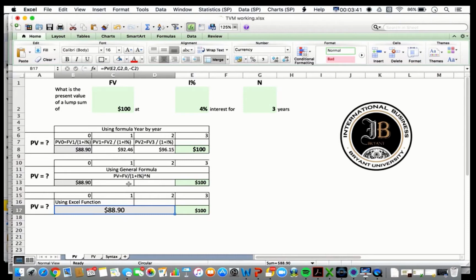A note about this: if I allow it to have more decimals, you'll see what's going on. All these numbers are the same, it's just rounding up. Excel will never forget all the decimals behind it. So in every calculation, they're always there. You just choose how many decimals you want to show.